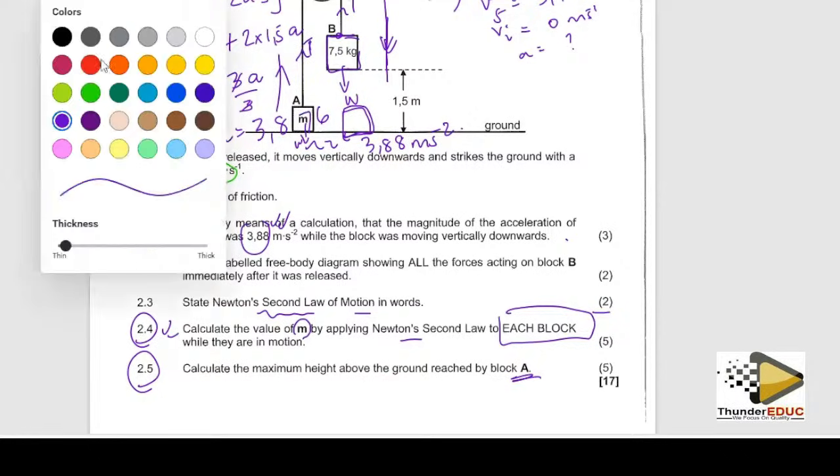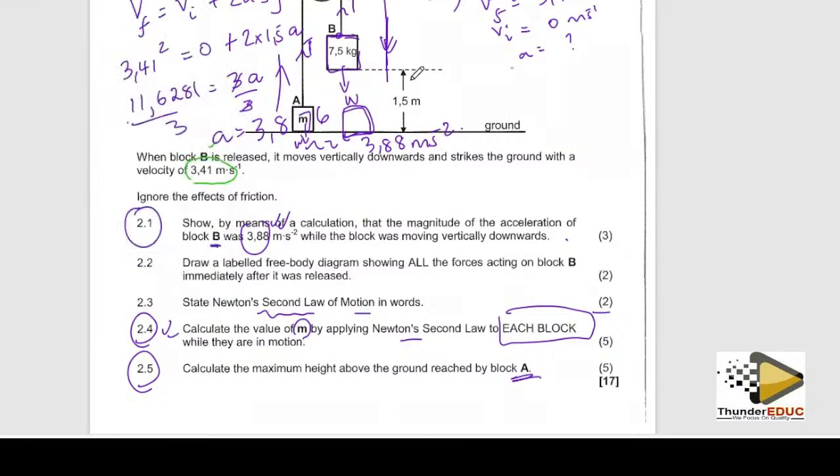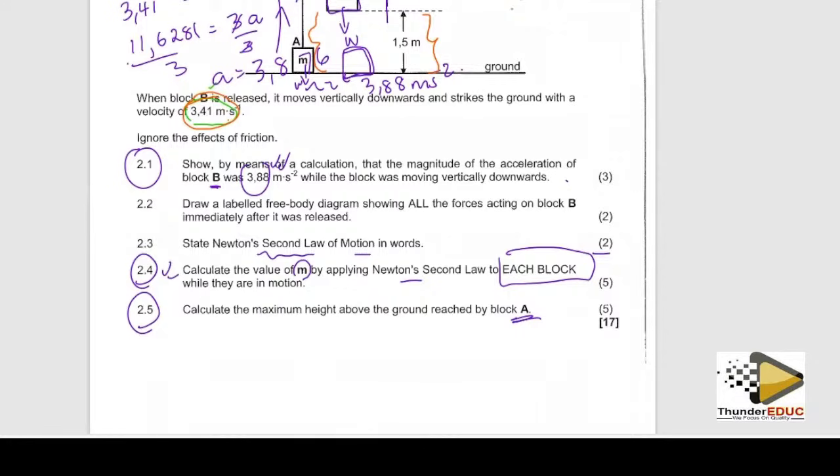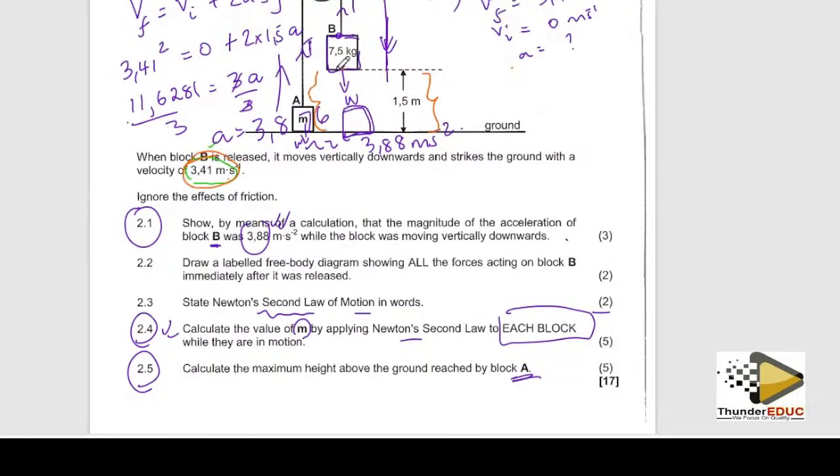Now, since block B is going to move 1,5 meters down, we expect block A to also move more or less the same distance up. But because of the 3,41 meters per second, and because of inertia, this body will continue moving upwards till this velocity dies to 0. Okay? So what we need to differentiate is that after the 1,5 meters height, this body A is still going to continue with the 3,41.